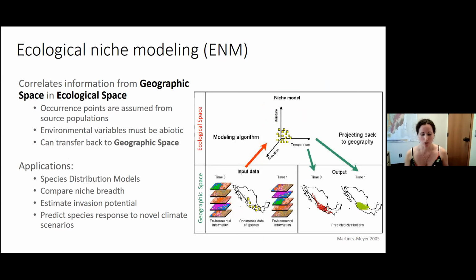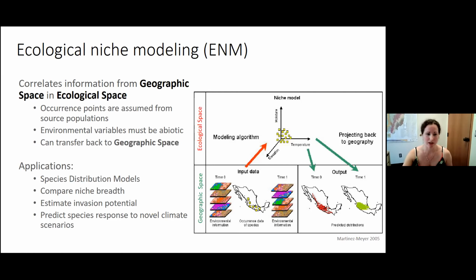Ecological niche models are quantified representations of a species' occupied niche, and they are produced by correlating the geographic distribution of that species with the abiotic environmental characteristics in that same time and place. So this geographic information is correlated into an ecological space using a modeling algorithm to create a niche model, which is what this is representative of here. Niche models can continue to be conceptualized in this hyperdimensional ecological space, or they can be projected back into geographic space.